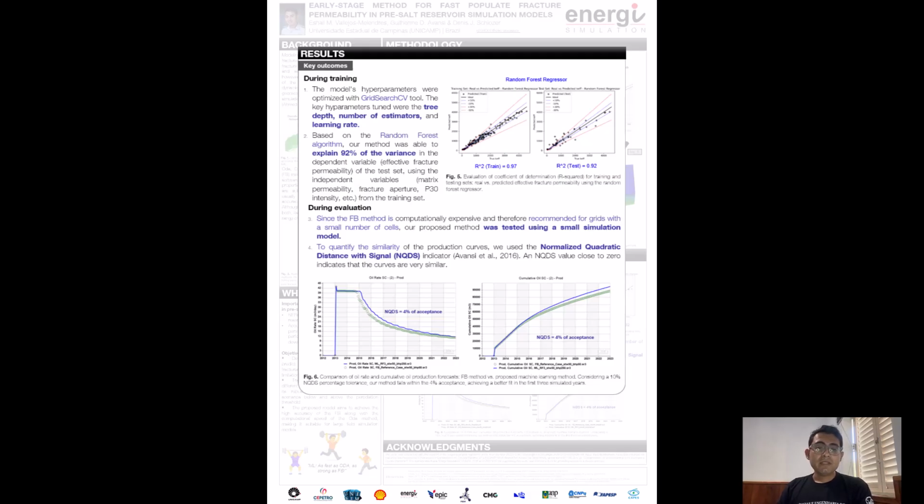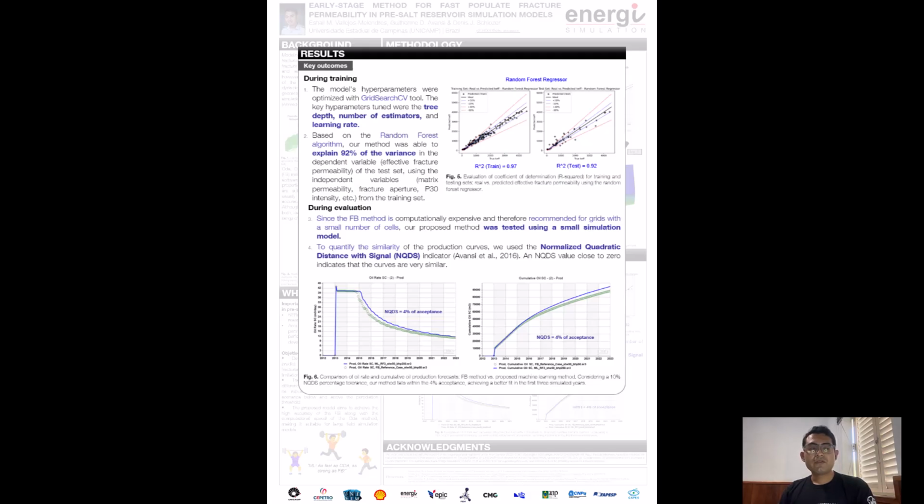The model trained with the random forest algorithm was able to explain 92% of the variance in the dependent variable. It means the effective fracture permeability of the test set, employing the independent variables like matrix permeability, fracture aperture, P32 intensity, etc. from the training set.